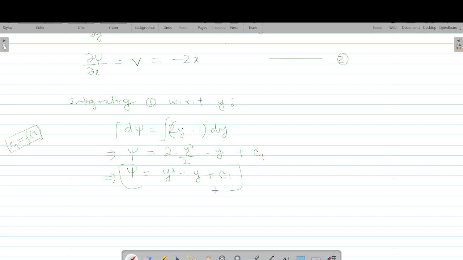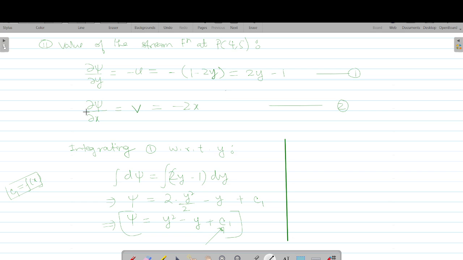But we are not aware of the value of this c1, which is the constant. So we need to find the value of the constant. How can we do this? Let's take a look at this equation, d psi dx. Okay, d psi dx is giving you negative 2x. Suppose this is my star equation. This is my star equation.